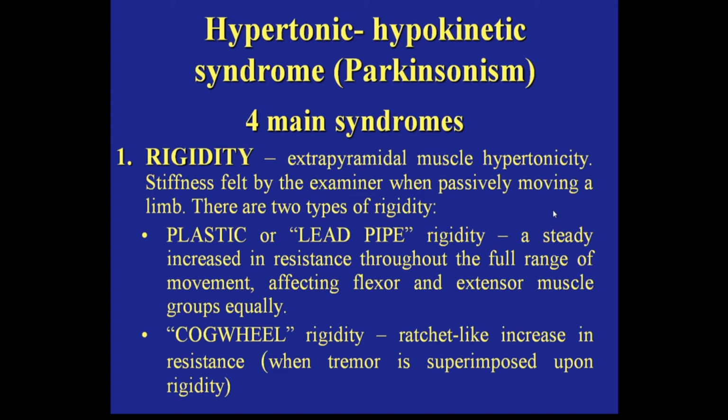There are 2 types of rigidity: plastic or lead pipe rigidity, a steady increase in resistance throughout the full range of movement, affecting flexor and extensor muscle groups equally. Do you remember one more type of muscle hypertonicity? Spasticity. Spasticity patients can have in case of pyramidal system upper motor neuron pathology. Do you remember clinical characteristics of spasticity?